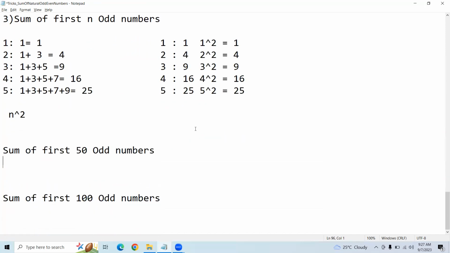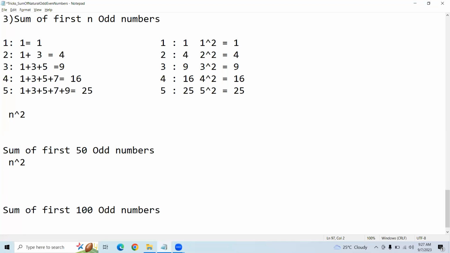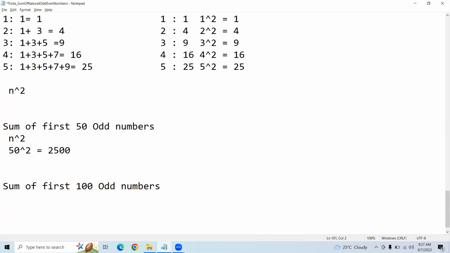So let's do a couple of examples. What is the sum of first 50 odd numbers? So what is our n over here? Our formula is n square. Our n is 50. So if you find the square of 50, you will get your answer 2500. There is an additional video on squares. I will put the link in the description so that you can refer to it if you want to do squares in a quicker way. So 50 square is 2500. And let's do it for 100 odd numbers, n square. What is our n over here? 100. 100 square will be 10000.